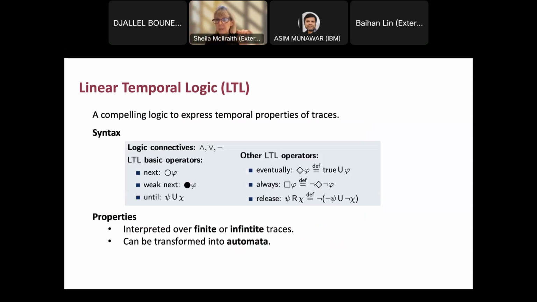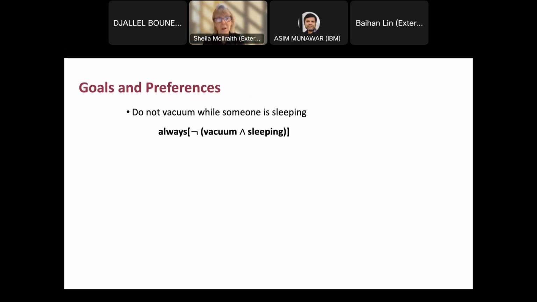We write down a set of properties in terms of a set of formulae, and they're interpreted over either finite traces, so finite episodes, or over infinite traces, such as what you might want to do with a controller that runs forever and ever and ever. Importantly, any set of formulae, a conjunction of formulae, can be transformed into an automata representation. And I want you to remember that because it's a very important aspect of my talk.